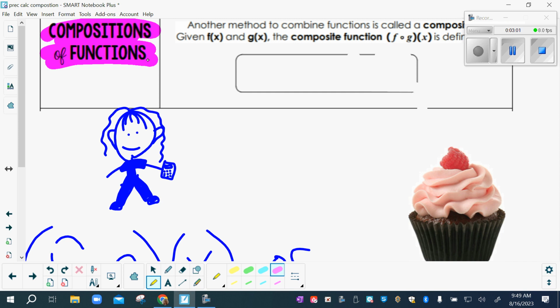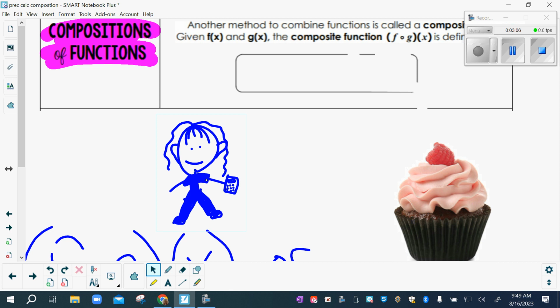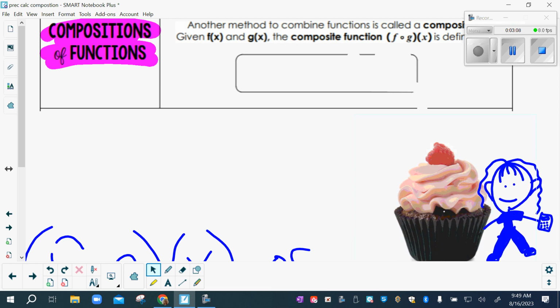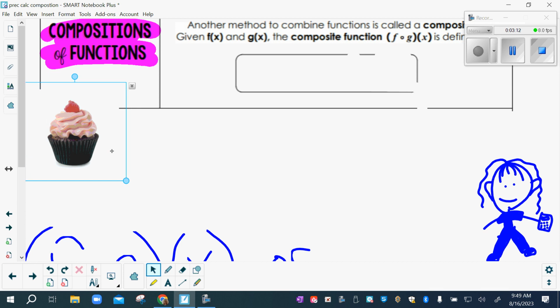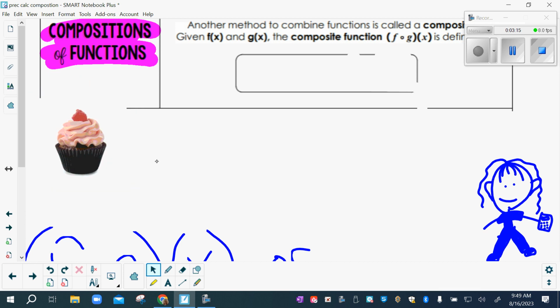So if it helps you, you are welcome to think, oh, and look, that's me. That's me with my little calculator. I'll stand over here. And it's the cupcake rule, right? So there's my little cupcake sitting there. Okay? And I am going to give you the actual definition, right?